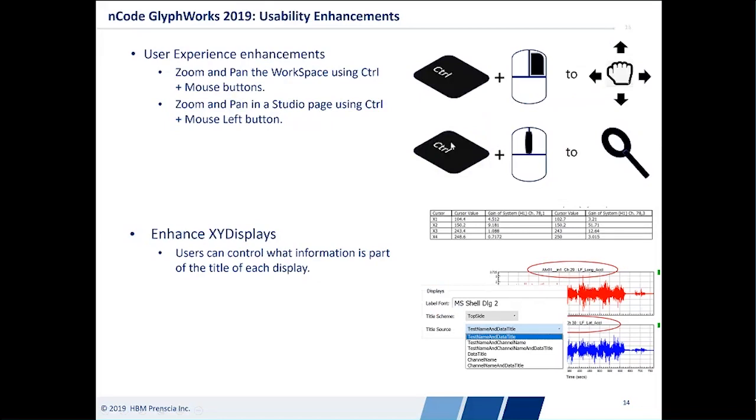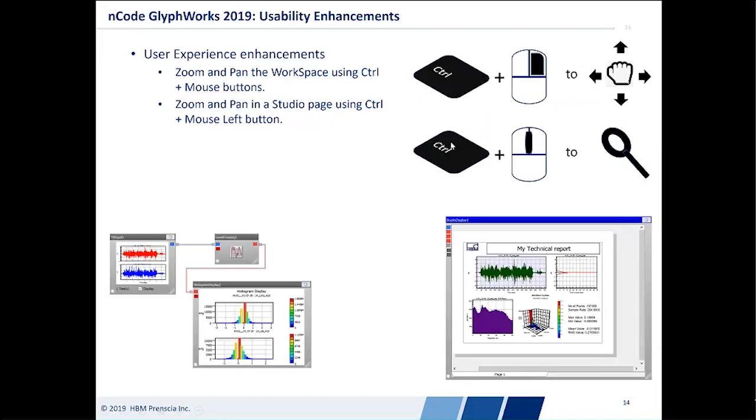Now, in terms of usability, we've added the zoom option and the pan option in the workspace. So where you're connecting all those glyphs, right? The main workspace in the nCode suite of tools, but also in the Studio page. So Studio is this tool that enables you to create reports, live reports, really slick.